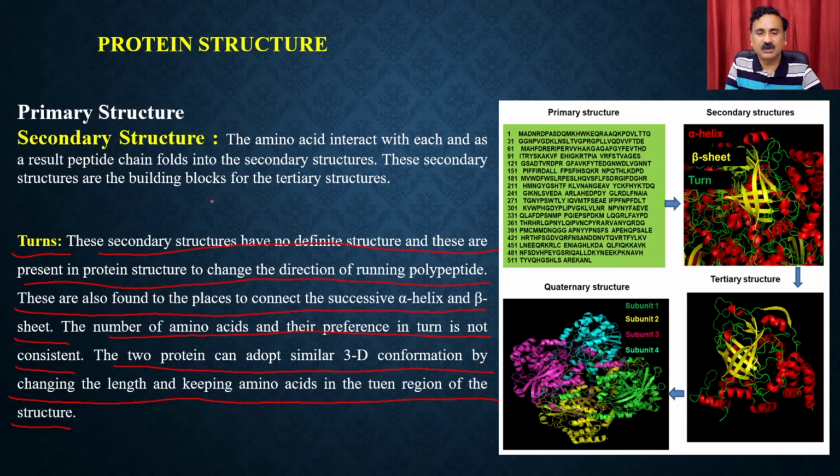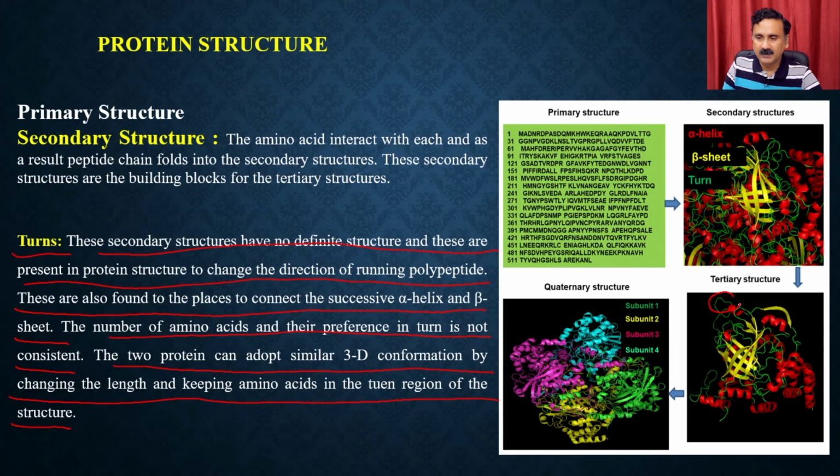So a turn is actually an unstructured region, not having a defined structure, but it has a very huge significance in providing flexibility to different types of protein structures. For example, you can have two different protein structures whose amino acid sequences could be different, but they may adopt an identical structure simply by changing the length of the loops. You can see that these are the loops. What you see here, this green colored region, is called the loop or the turn.